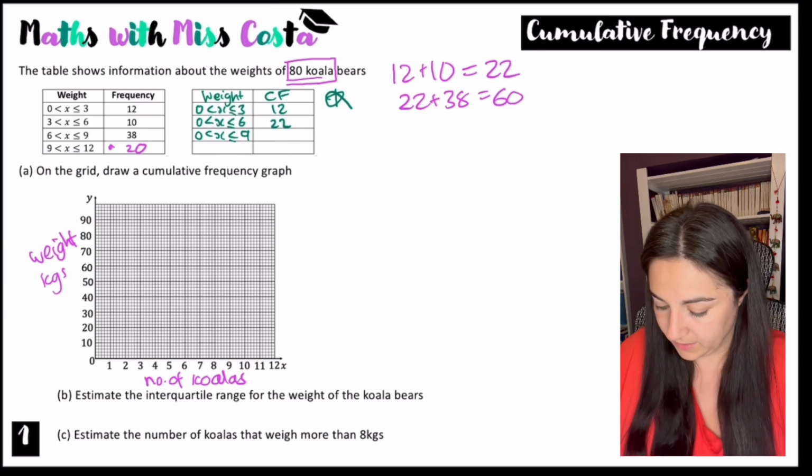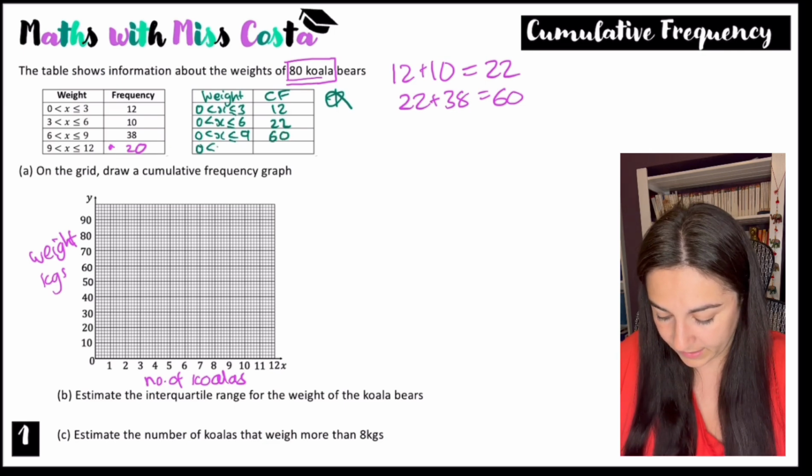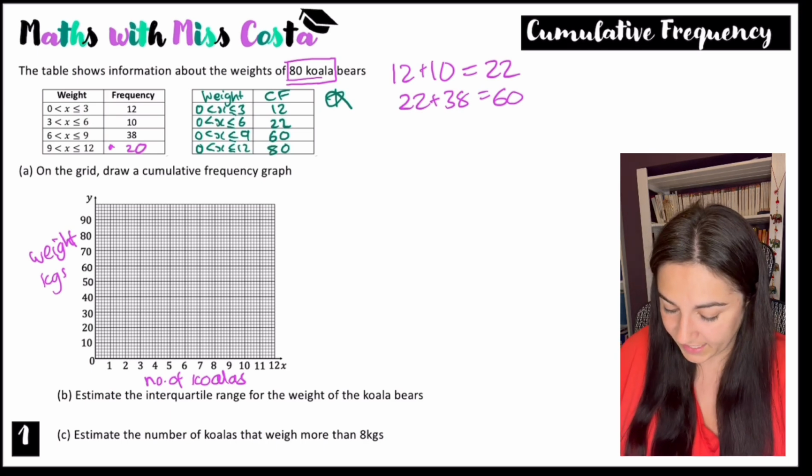Well, there's another 38. So 22 plus 38 is 60. And for your final part, how many koala bears are in between 0 and 12? Well, there's 80 koala bears in total, therefore the last column is going to be 80.